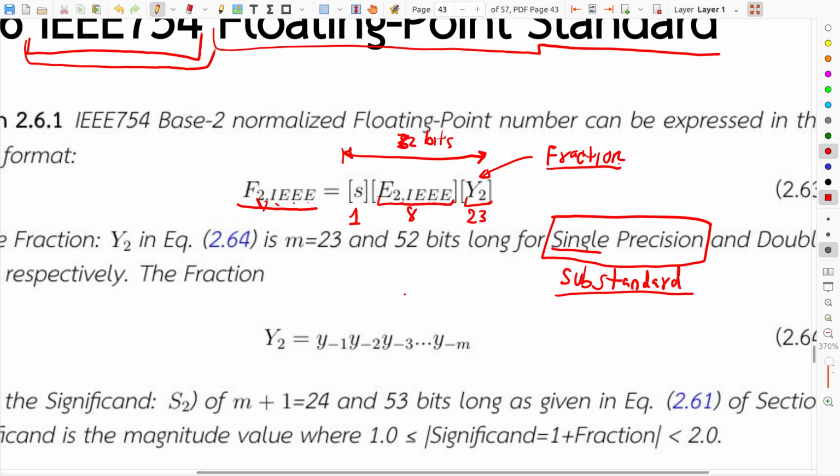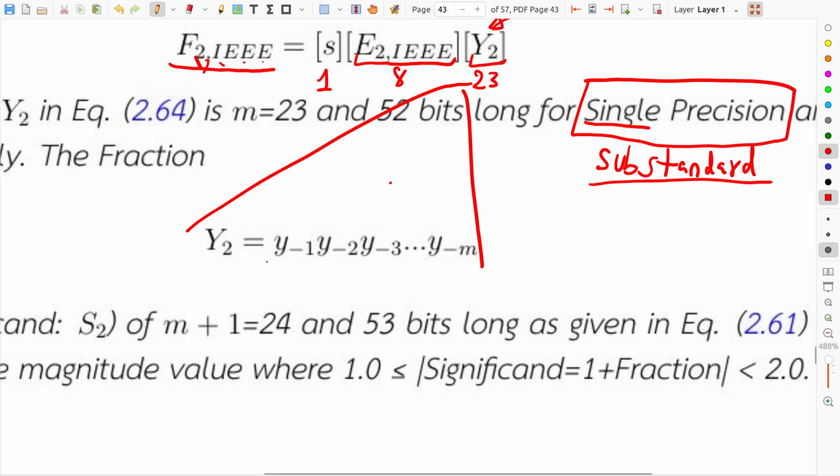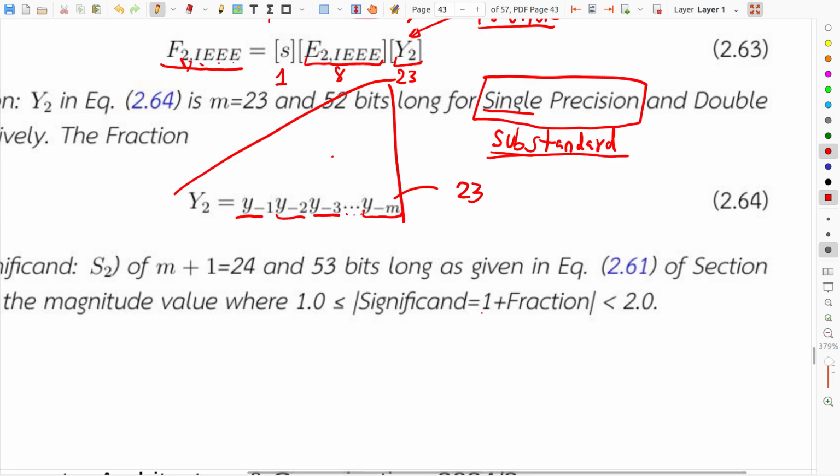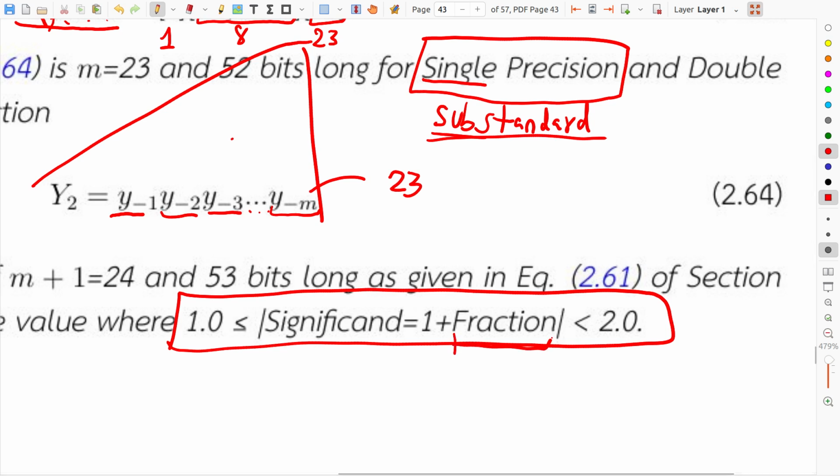So here it's going to be y sub minus 1, y sub minus 2, y sub minus 3, all the way to y sub minus m. And in our single precision substandard, m is 23. In this portion, I would like to emphasize that this part is the fraction y sub 10, so it's sub 10 because it can be converted to base 10.